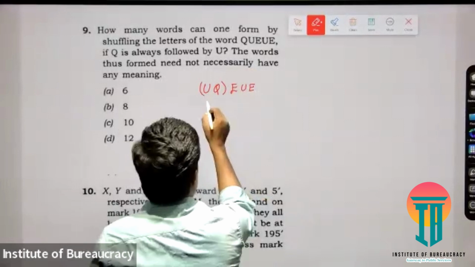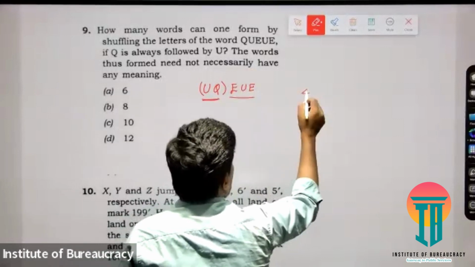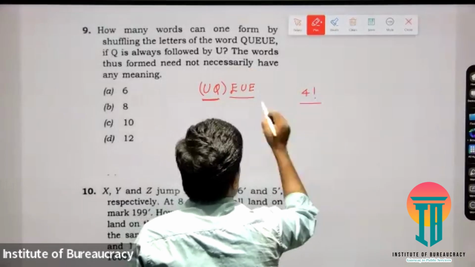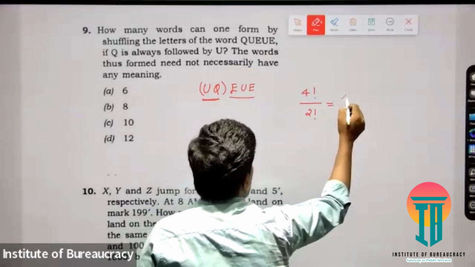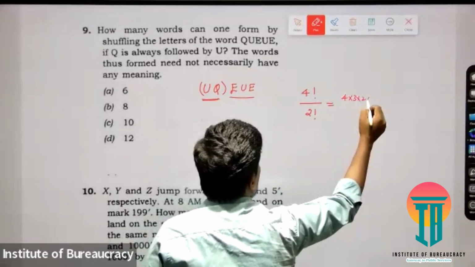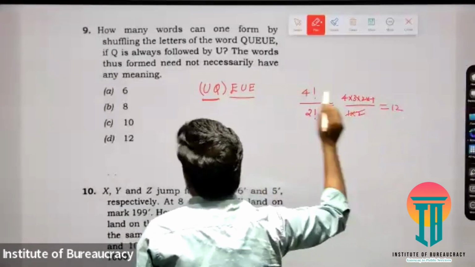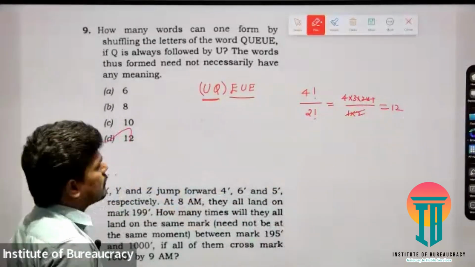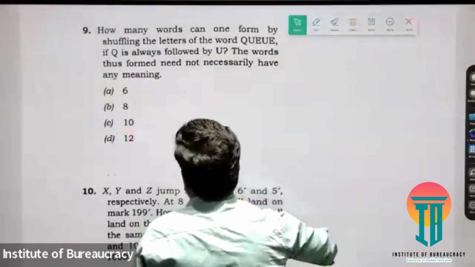That's what is left. So by considering this as a single letter, there are going to be 4 letters. 4 letters can be arranged in 4 factorial ways, divided by 2 factorial since 2 letters are repeated. Therefore, answer is going to be what? 4 into 3 into 2 into 1 divided by 1 into 2. This is cancelled. Therefore, 12 is the answer. So that's the answer for this question. Simple question. The next one.